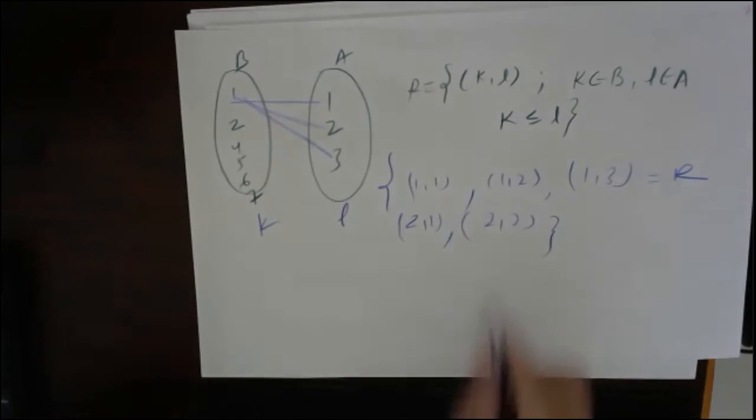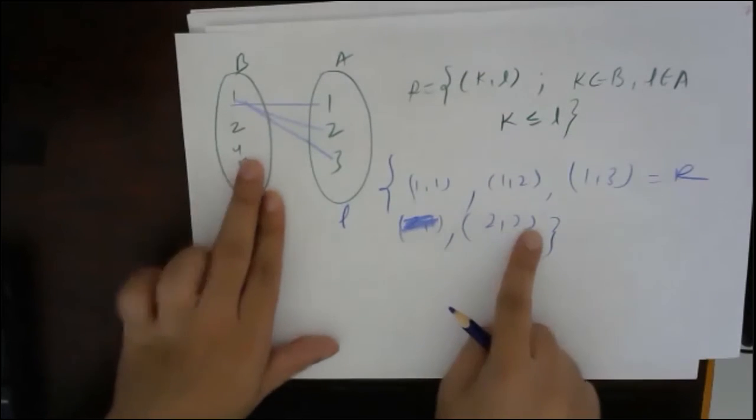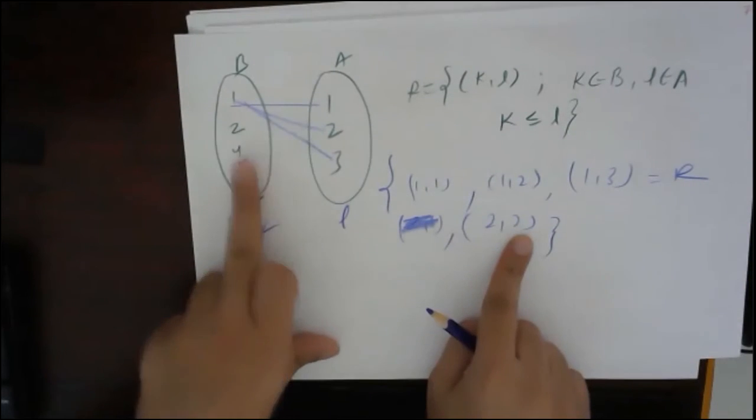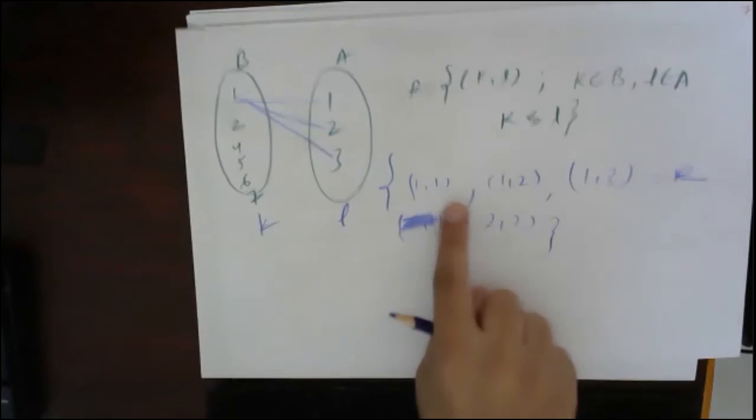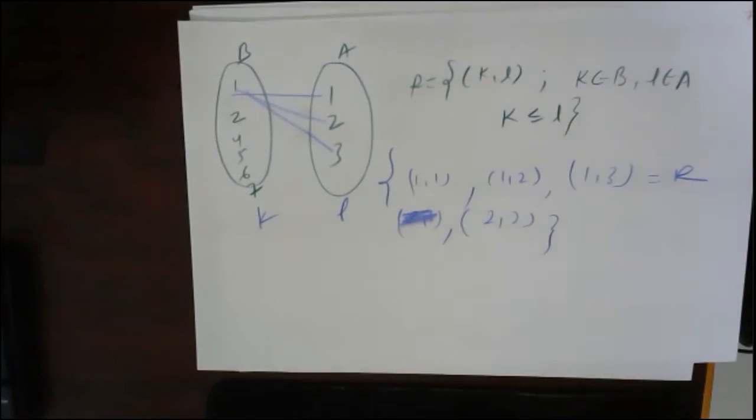Oh, sorry, not 2 comma 1. Sorry. 2 comma 1 is not there. Only 2 comma 2. 2 comma 1 is not there because... Yes, sorry. This is 1 comma 1, 1 comma 2, 1 comma 3. Yes, correct.